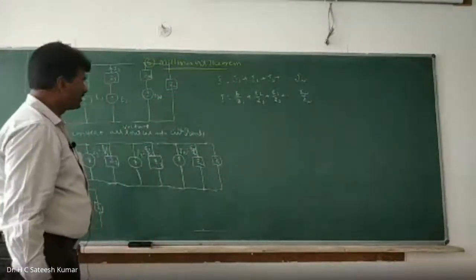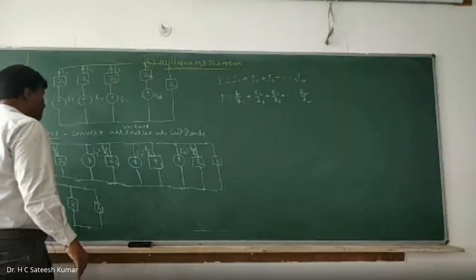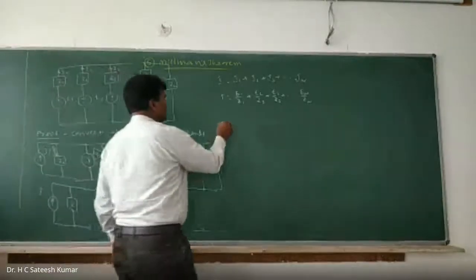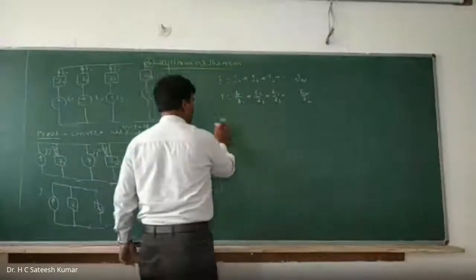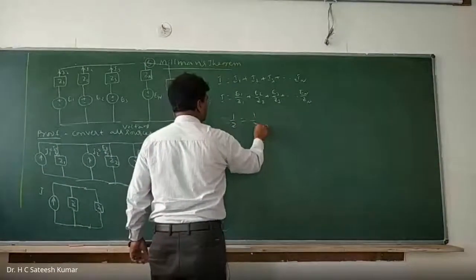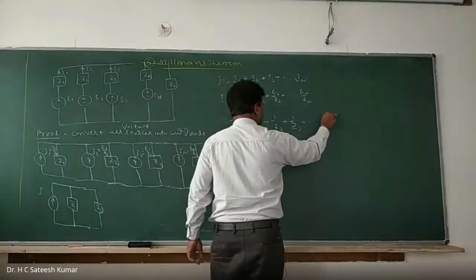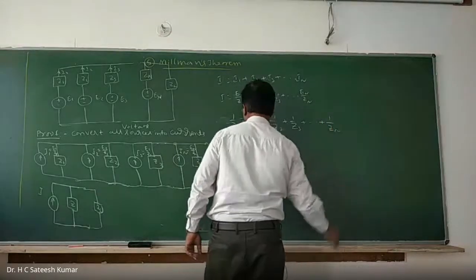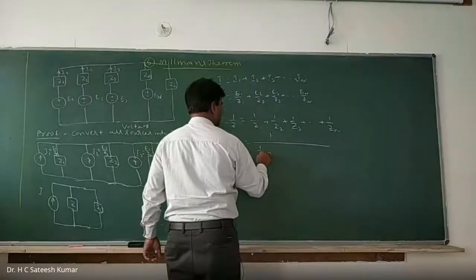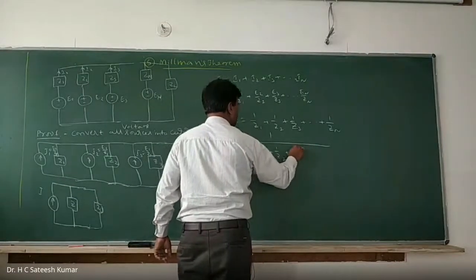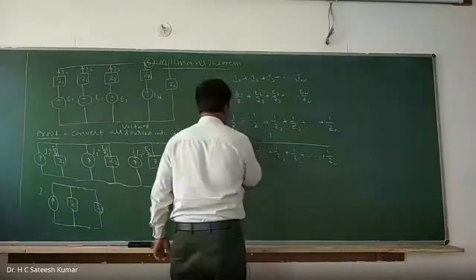We can write I is equal to that. Now you can convert this, and Z is equal to what? Z is the parallel combination. That means 1 by Z is equal to 1 by Z1 plus 1 by Z2 plus 1 by Z3 plus so on to 1 by Zn. So therefore, Z is equal to 1 divided by 1 by Z1 plus 1 by Z2 plus 1 by Z3 plus so on to 1 by Zn. So that you got Z.